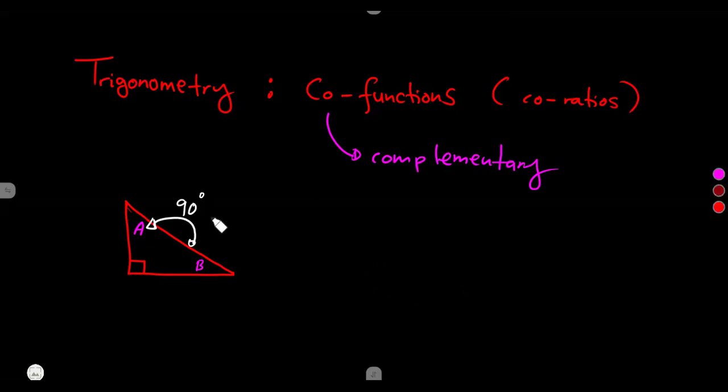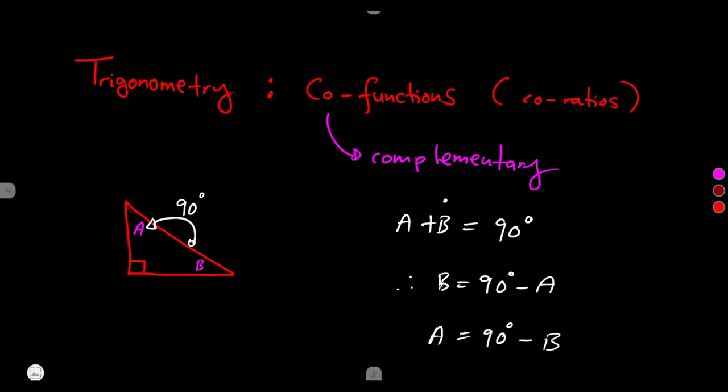So as they are supposed to add up to 90 degrees, we can write one angle in terms of another. What am I trying to say? A plus B is equal to 90 degrees. So if I want to calculate B, I can simply make that the subject. B is equal to, I take the A to the other side, 90 degrees minus A. The same concept, guys: if I wanted to calculate A, I take B to the other side, so it is going to be 90 degrees minus B.